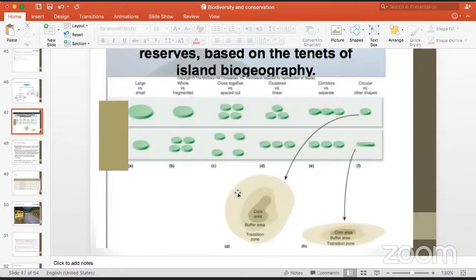Is that clear? Now, the question is, should the design of a national park be circular or should it be linear? What do you think? How should be the shape of a national park? Should it be circular or, as you can see here, should it be linear? Yes, you can speak on the phone or you can write it.